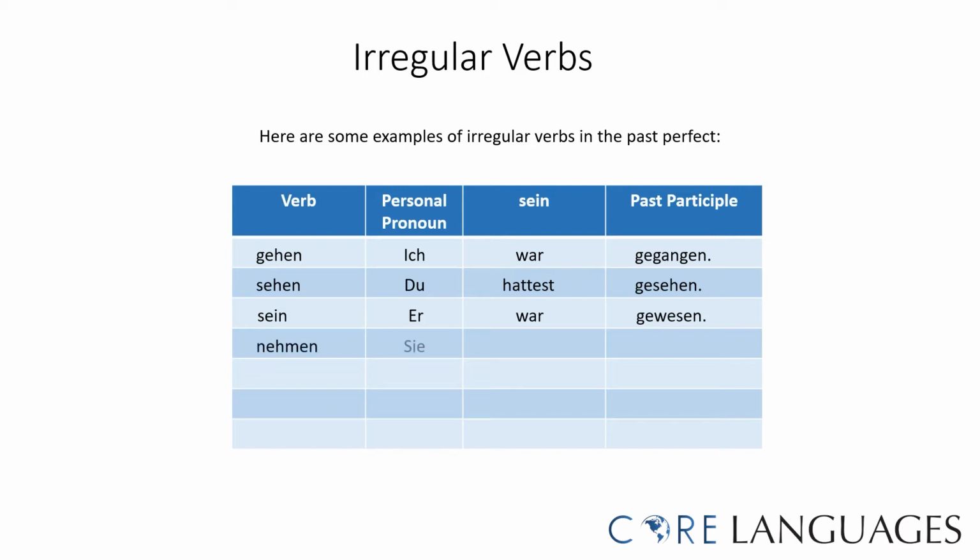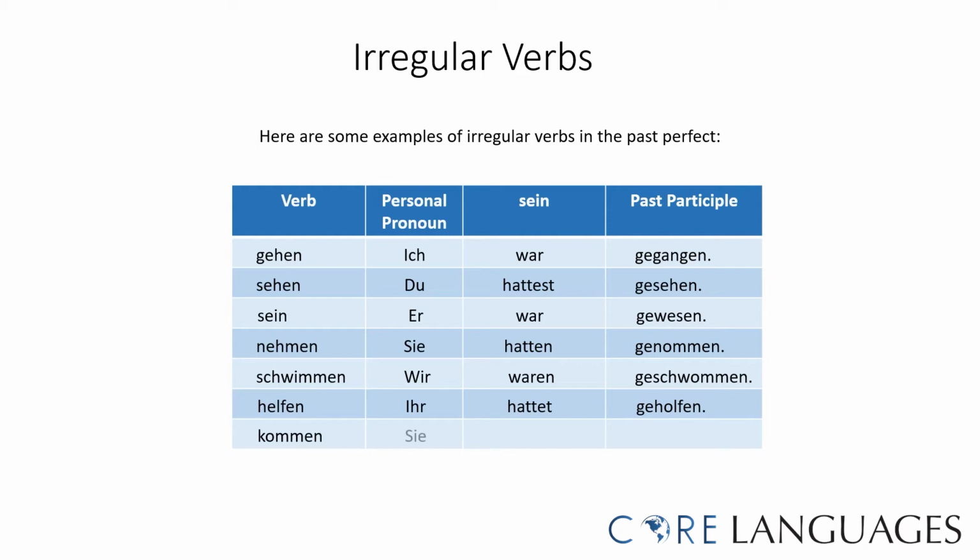Nehmen, to take. Sie hatten genommen. You, sir, or you, ma'am, had taken. Schwimmen, to swim. Wir waren geschwommen. We had swum. Helfen, to help. Ihr hattet geholfen. You had helped. Kommen, to come. Sie waren gekommen. They had come.